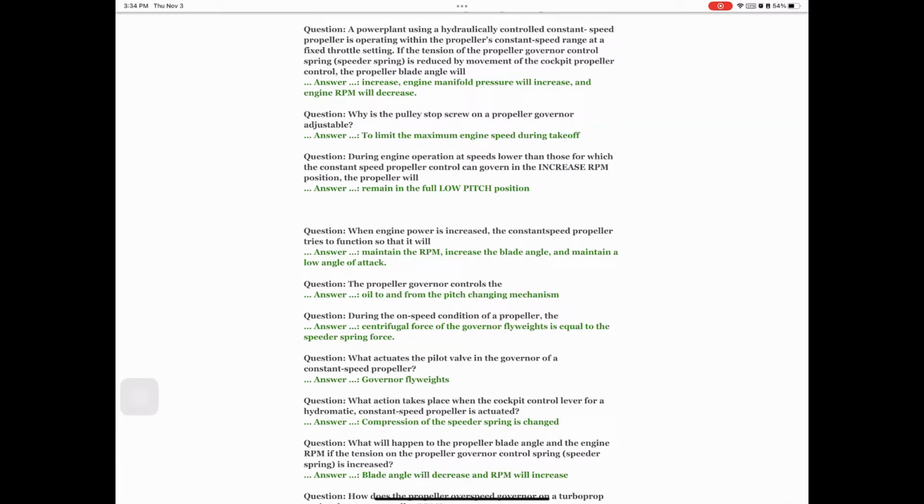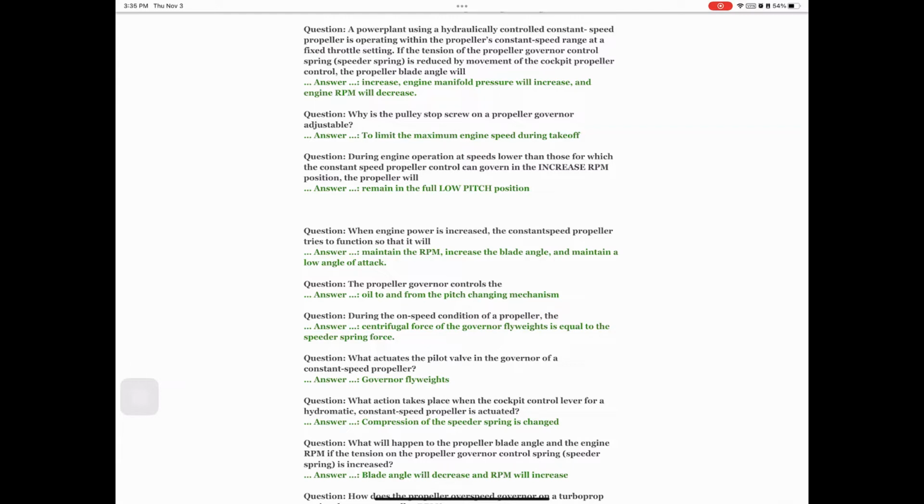Question. Why is the pulley stop screw on a propeller governor adjustable? Answer. To limit the maximum engine speed during takeoff. Question. During engine operation at speeds lower than those for which the constant speed propeller control can govern in the increase RPM position, the propeller will: Answer. Remain in the full low pitch position.